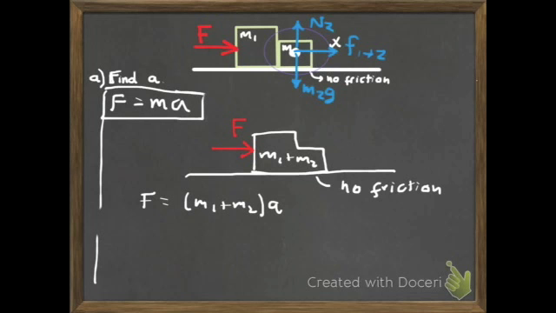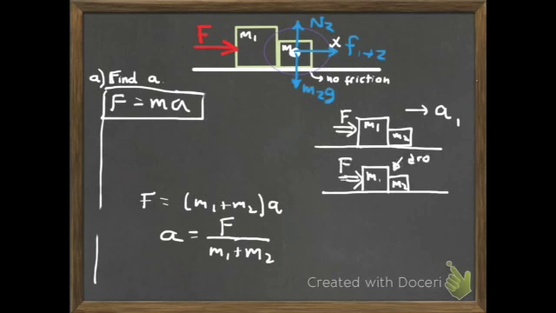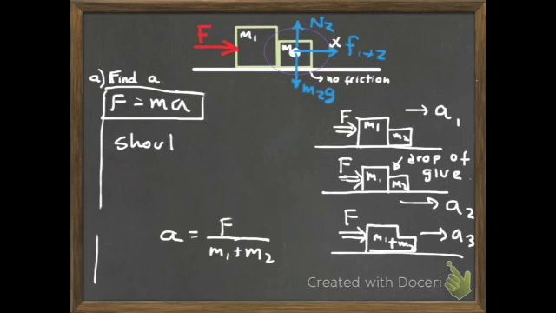Newton's second law says that the force applied to it should be equal to the mass, which is m1 plus m2, times the acceleration, from which you solve that the acceleration is F divided by m1 plus m2. So that's kind of easy. Now let's think about what we have. So the two blocks are in contact with each other. Let's call that situation 1 on top.